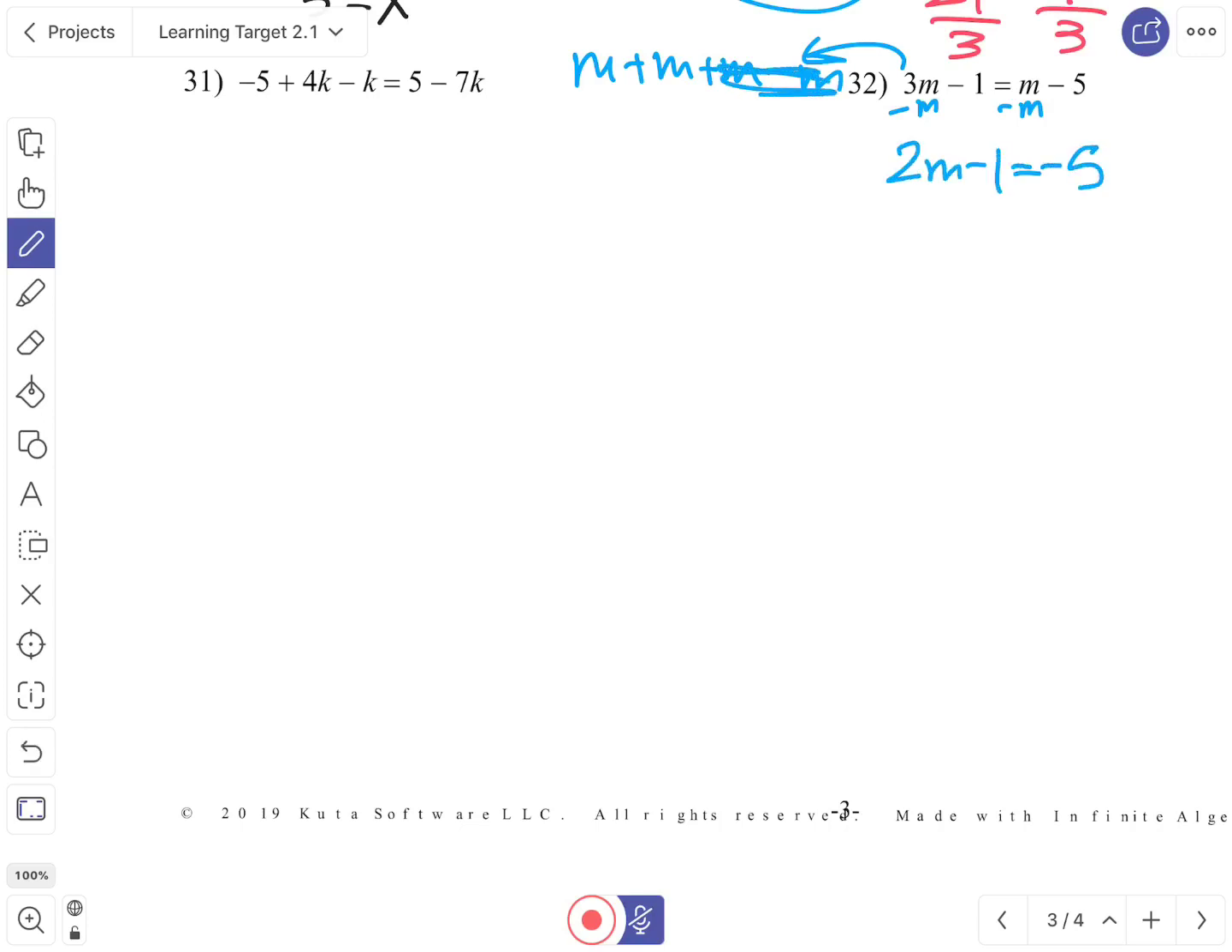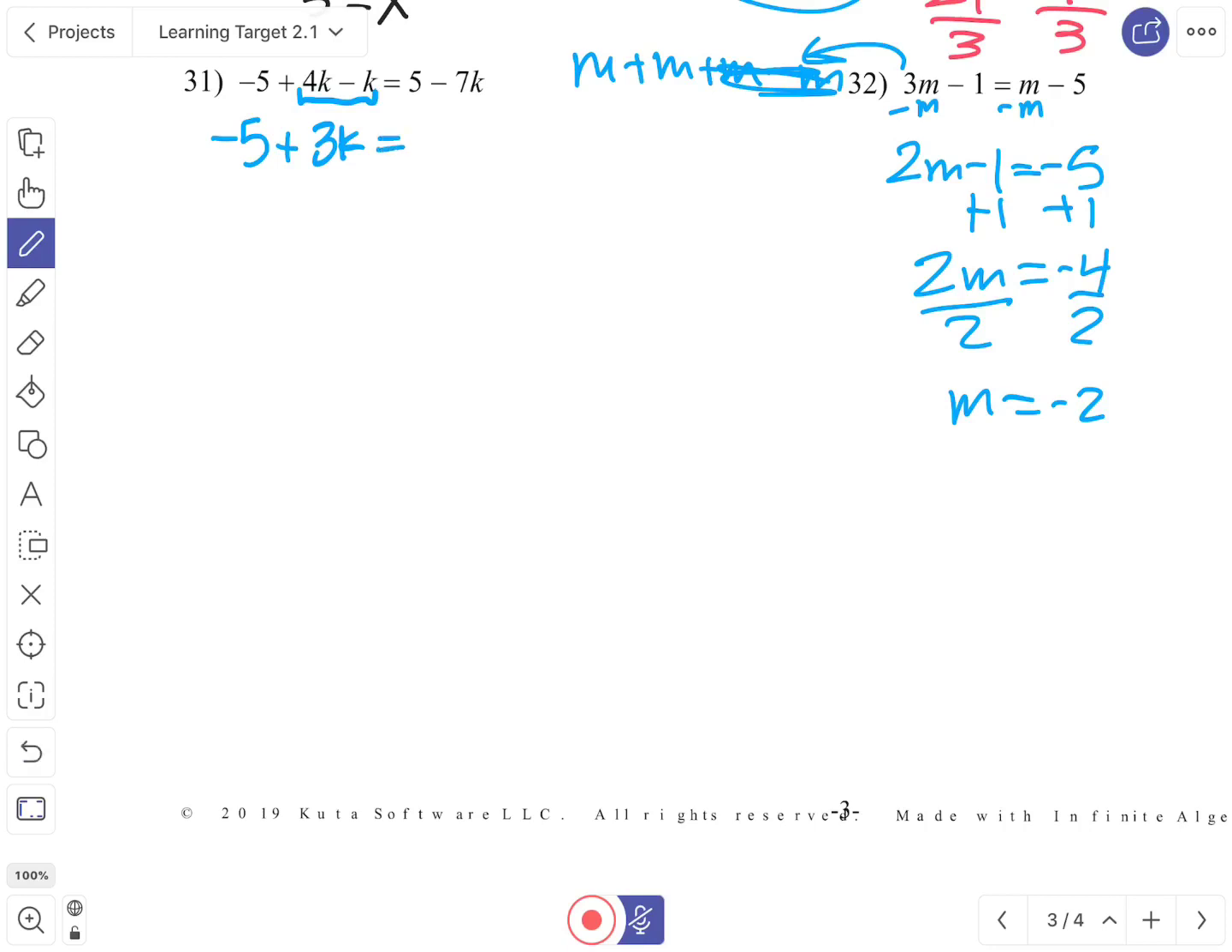And then we can simplify it further and get our answer, okay? And it's just like that. So now here, we can simplify these k's first. 4k minus k would be 3k. We didn't touch the -5 or the +5. Then I could add a 7k to both sides, giving us 10k here.